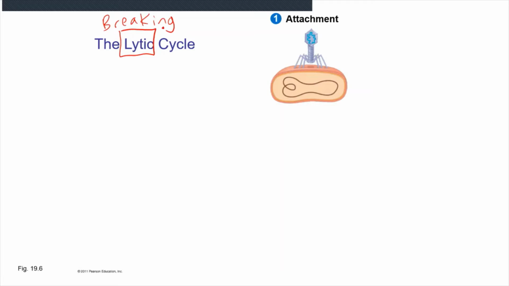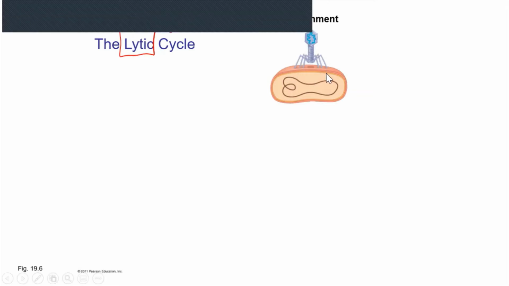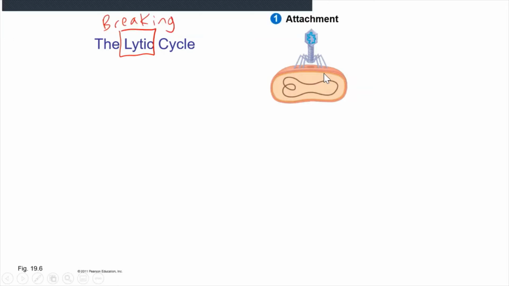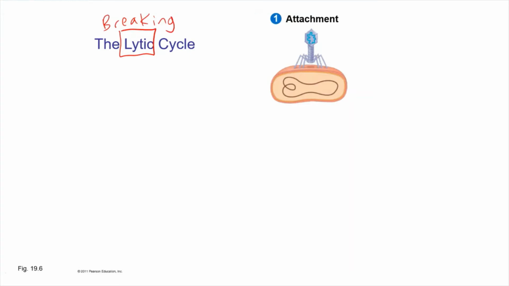So you're going to see at the end of this life cycle, it's going to break out of the host cell. The very first step is the attachment. So something in these tail fibers is going to recognize something on the surface of the host cell. It's probably some sort of glycoprotein on the surface of E. coli. And this is why viruses are very specific to which hosts they are going to be binding to. The first step is attachment.